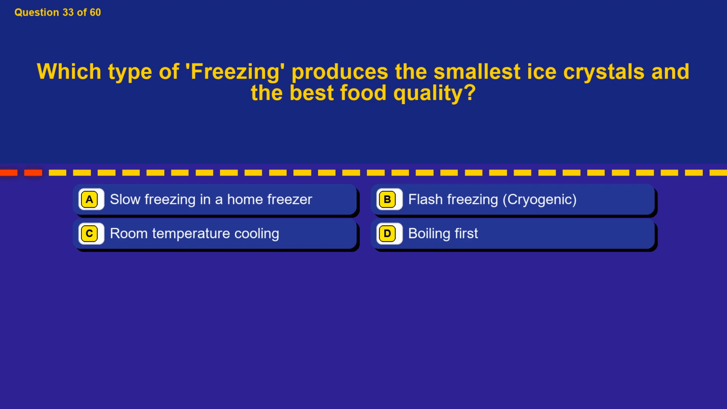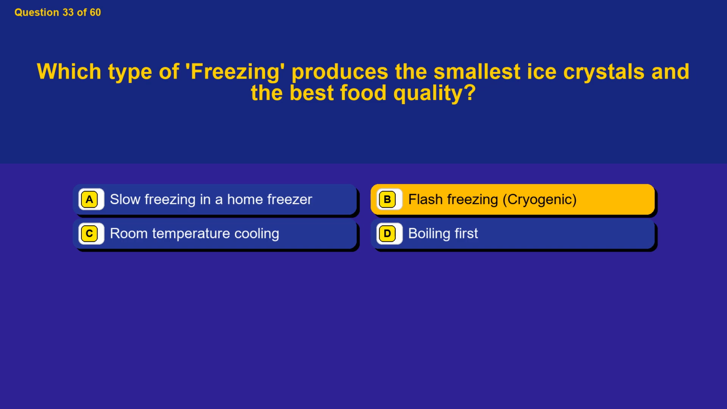Question 33. Which type of freezing produces the smallest ice crystals and the best food quality? Option A is slow freezing in a home freezer. Option B, flash freezing, cryogenic. Option C, room temperature cooling. Option D, boiling first.